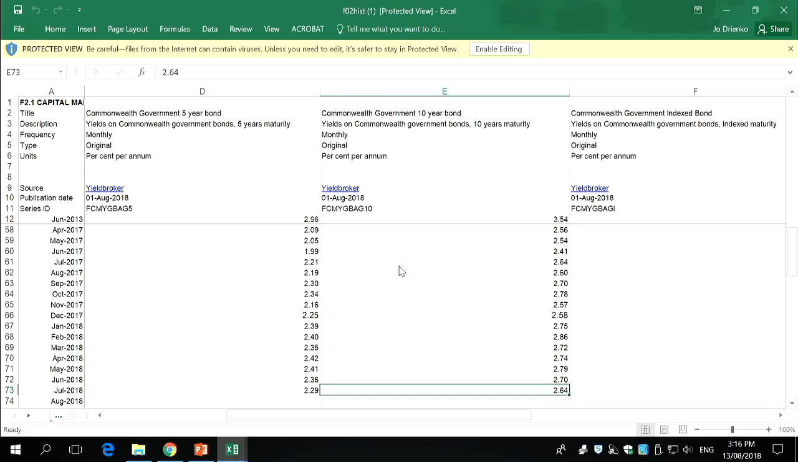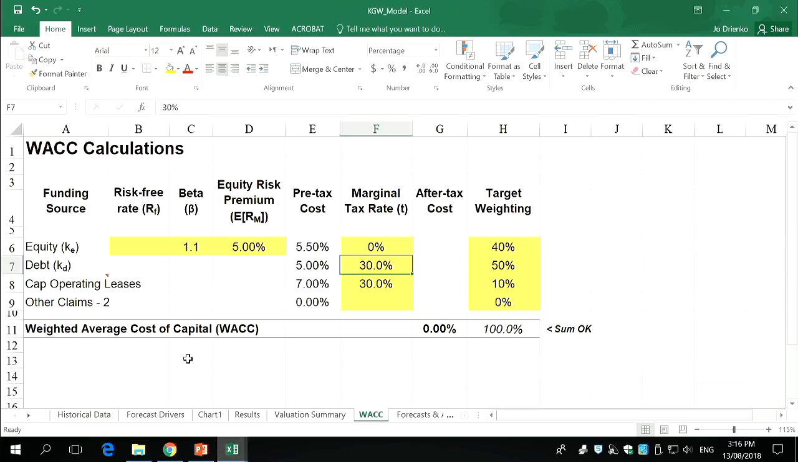In the US, every day. In Australia, I haven't seen the frequency. I think it's every day. So pretty liquid. So those numbers are actually not stale. They're up to date. So 2.64% is what you should use. So in your KGW model, risk-free rate, 2.64%, please.